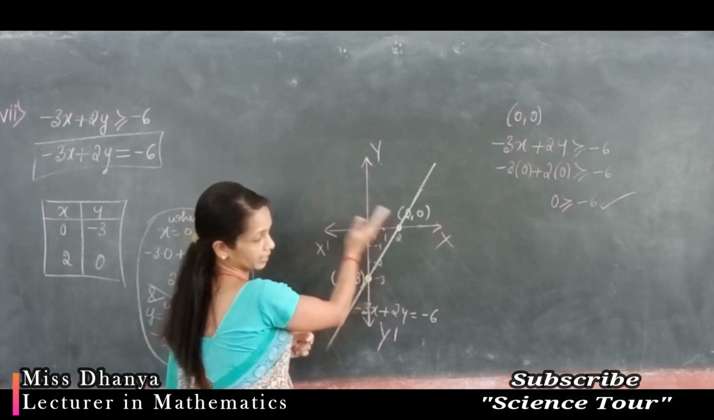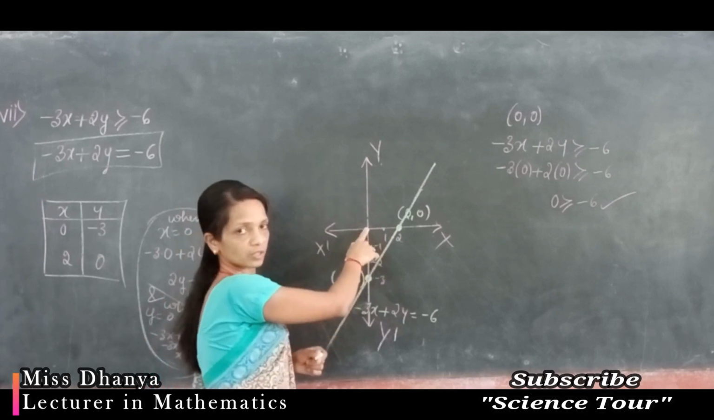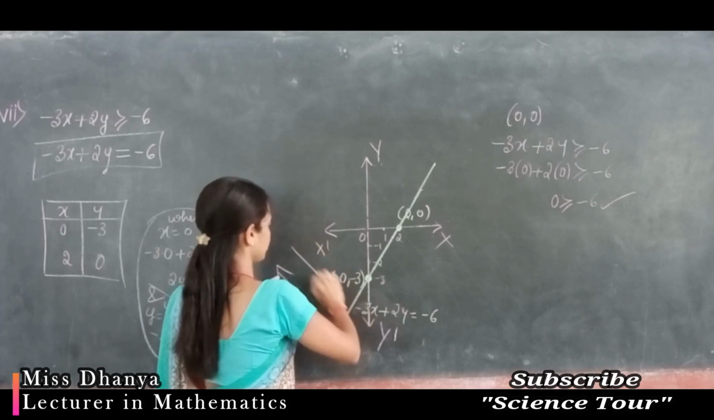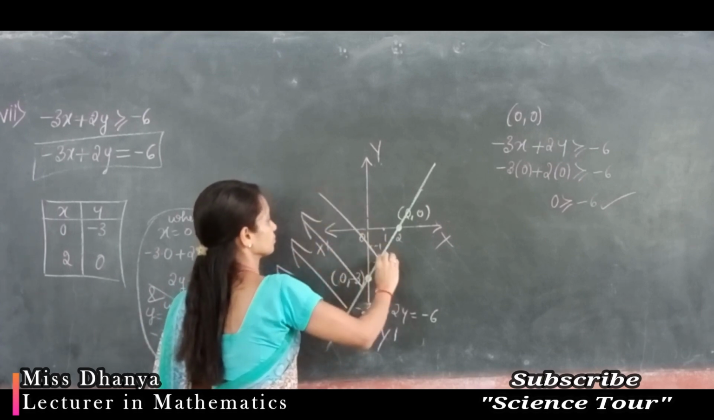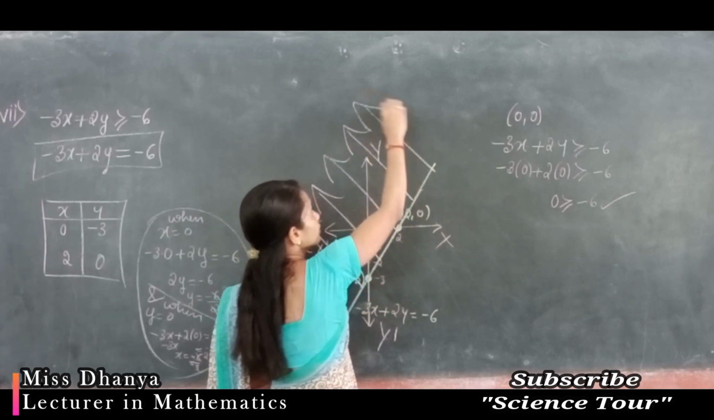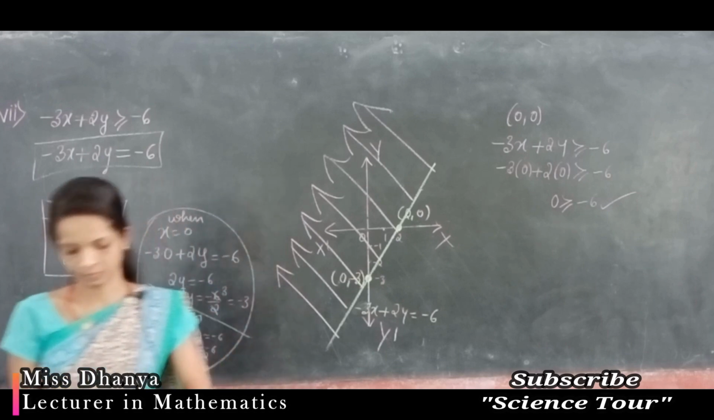Upper half plane, right? In the upper half plane, you have checking point 0, 0. So you have to shade the upper half plane. Okay. So now this is the solution region of the given inequality. Okay, thank you.